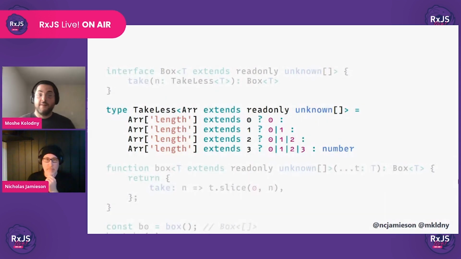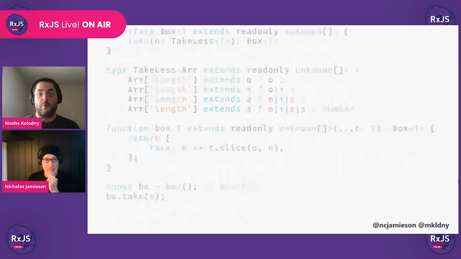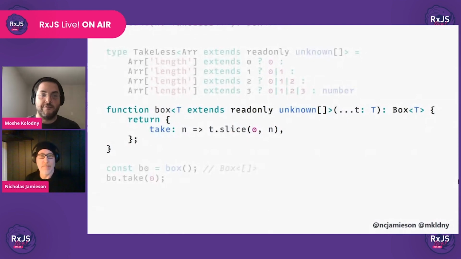Okay, so let's actually use our box and see what we just got from that. Over here, we're creating a factory function, and all this does is take a number of arguments and turn it into a box. And we're going to return the take, and for the take, we're just going to use array.slice because it serves our purpose of taking n number of elements. And now let's look at actually using the box.